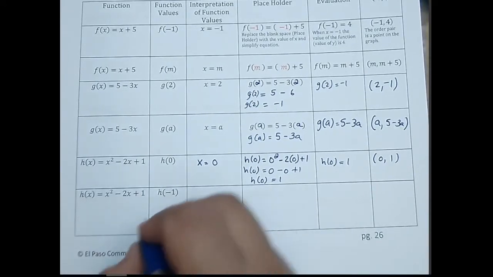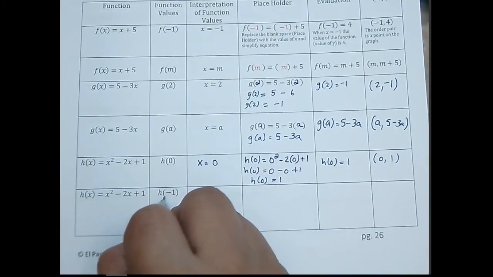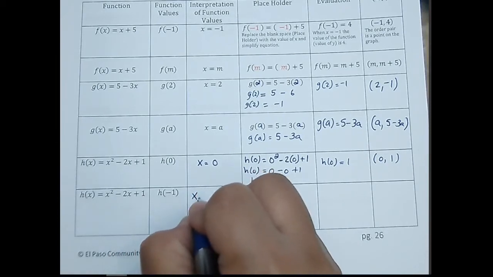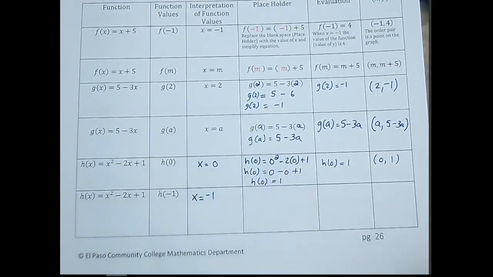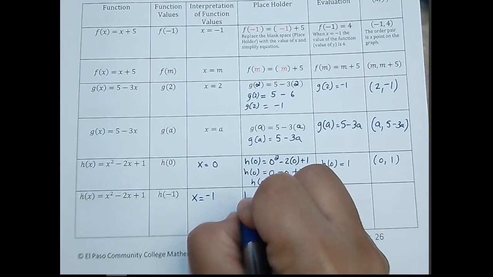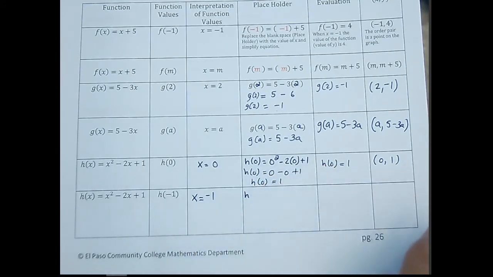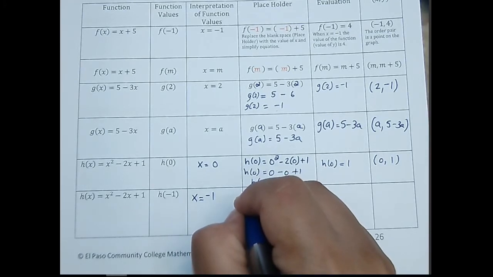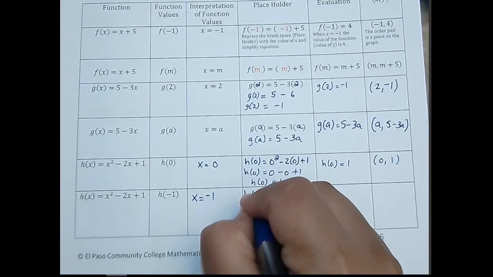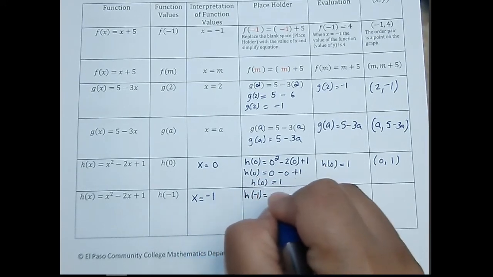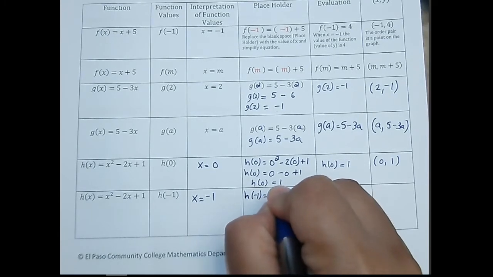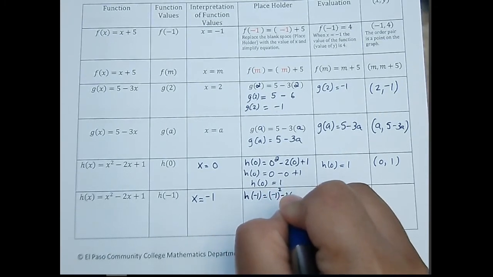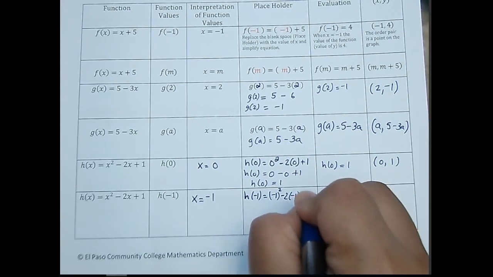And the last one here, we're trying to evaluate h of negative 1. So anywhere we see an x, we would replace it with negative 1. So we're going to have h of negative 1 is equal to negative 1 squared minus 2 times negative 1 plus 1.